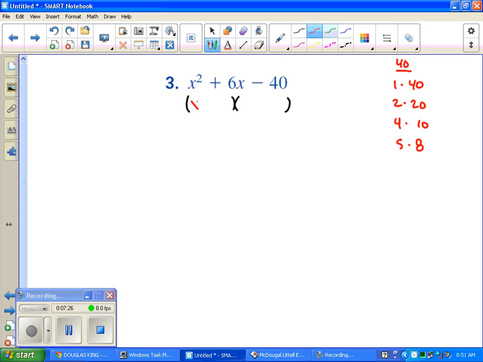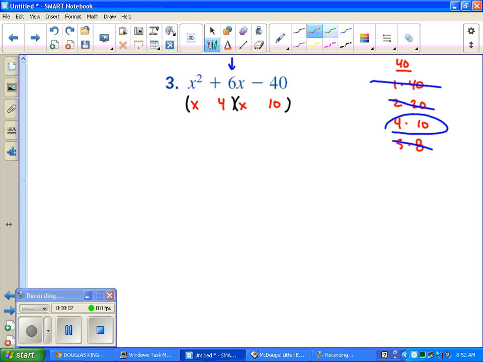And we know x times x gives us x squared. We know when we put 1 and 40 together, we're either going to get 39 or we're going to get 41. So that one doesn't work. We know when we put 2 and 20 together, we're either going to get 18 or we're going to get 22. That one doesn't work. We're looking for the number 6. When you put 4 and 10 together, you're either going to get 14 or you're going to get 6. So that's possible. And then 5 and 8 being put together is going to give you 13, or it's going to give you 3, not 6. So our numbers have to be 4 and 10.